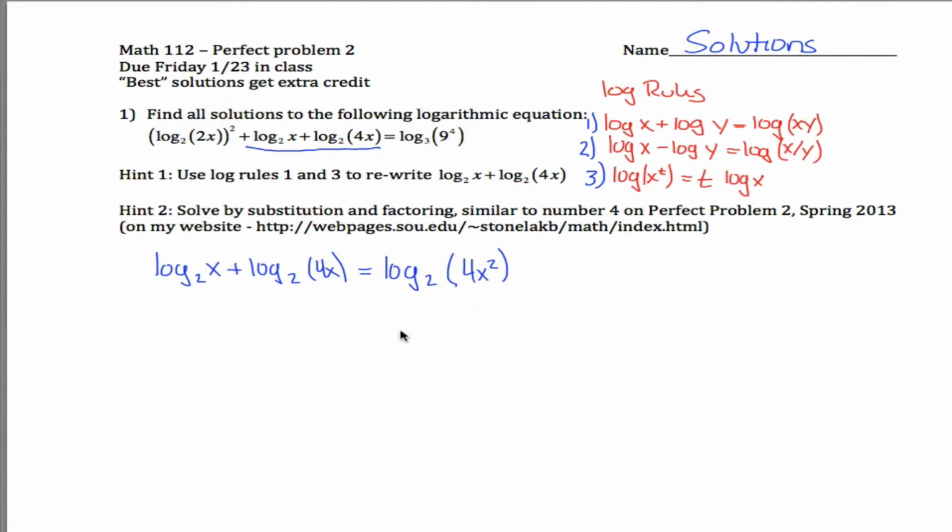So in order to make it fit log rule 3, we'll have to recognize that 4x squared is the same as 2x squared. So squaring this entire thing gives me this. And the advantage of writing it in this form is that now it finally fits log rule 3. So I can say this is equal to, take this 2 and bring it down in front, 2 times log base 2 of 2x.